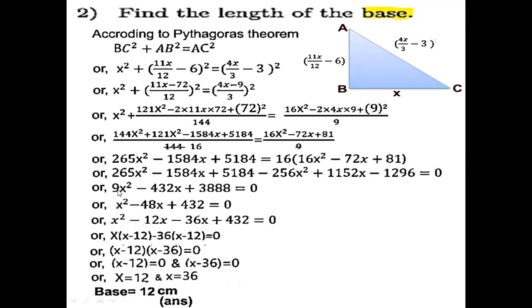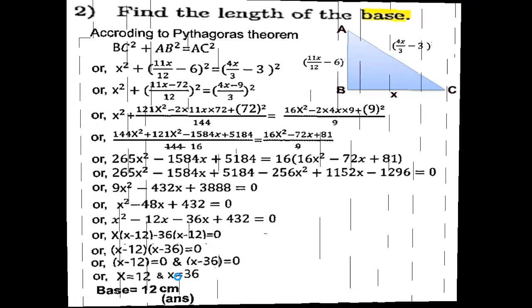Then taking 9 as common, it will be 0. After that, go for the middle term factorization, and you will get this. Then taking common x, then x minus 12, x minus 12, then you will get this, and finally you get x equal 12 and x equal 36. x cannot be 36, x will be 12. This is our answer of part b.